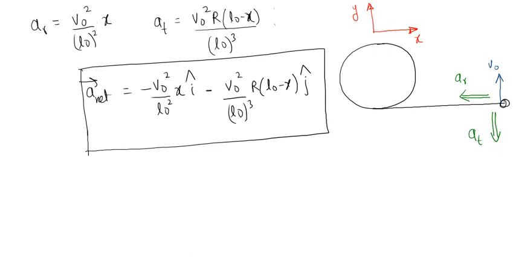So the net acceleration, in terms of i cap and j cap, I have written here as the entire expression: minus v naught square by L naught square x into i cap, minus v naught square by L naught cube r into (L naught minus x) into j cap. In this way, as you can see here, the particle P has two accelerations, one along the radial direction and one along the tangential direction.